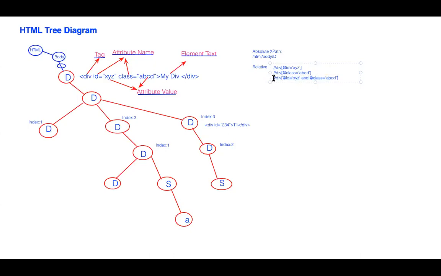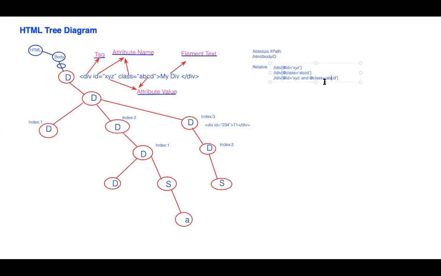So again, I'll just say it again. Double slash means find it anywhere. Div, the name of the tag, then the predicate section, that is the condition section. Inside this, I'm writing @id because an attribute name has to be referred to with @. After that, you need to write the attribute name equal to the value of it.